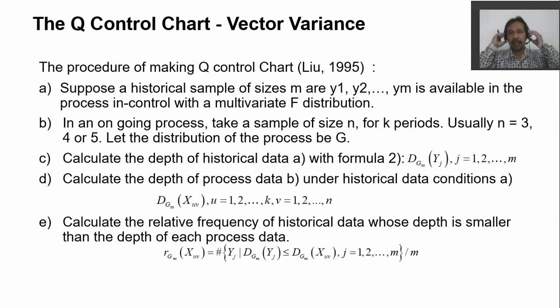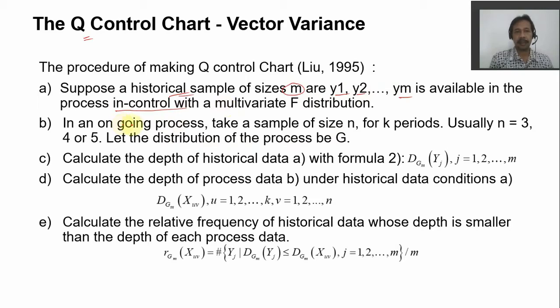The next implementation of the depth is to construct the Q control chart. So we construct the control chart based on vector variance. This is the step to construct the Q control chart. First, we have a historical sample of size M, let's say Y1, Y2, up to Ym, which is in the state of in-control process.